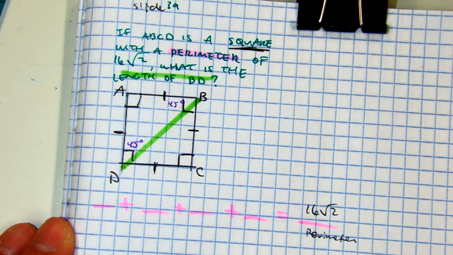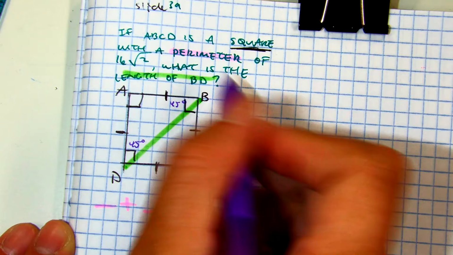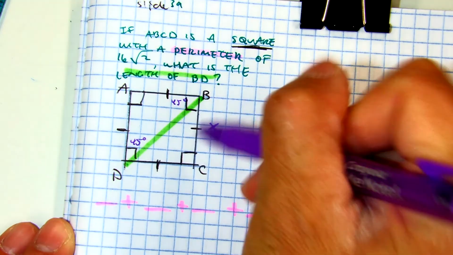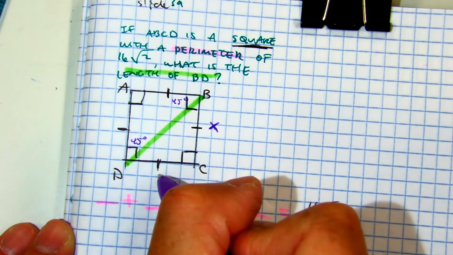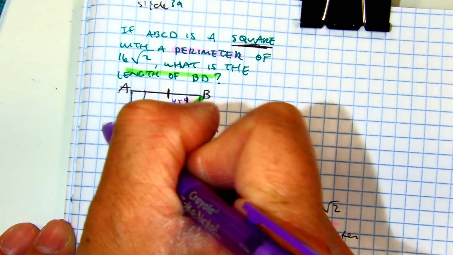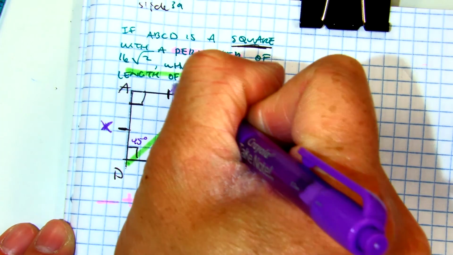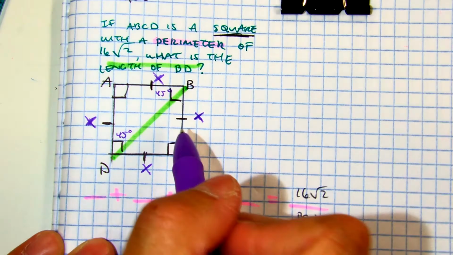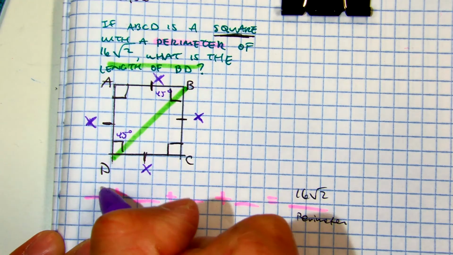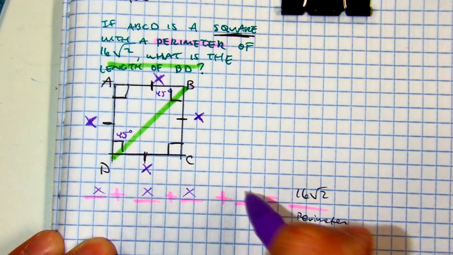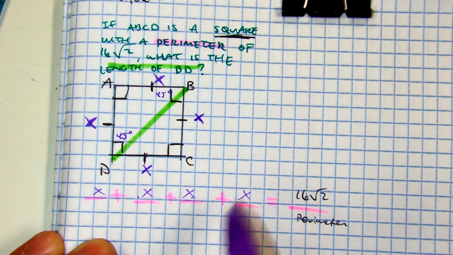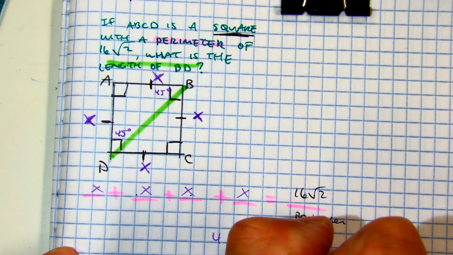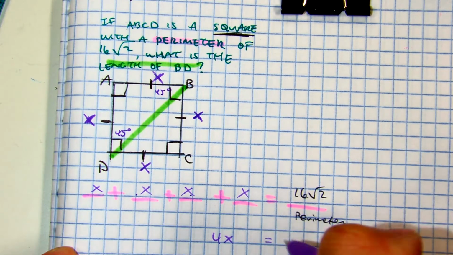Now, how do I use the information of the perimeter? Well, you can pick your favorite variable, x. And if I said this length is x, what do you know about the rest of them? They're all x's. And then perimeter is just adding all of these sides. So x plus x plus x plus x will give us what? 4x equals 16 radical 2.